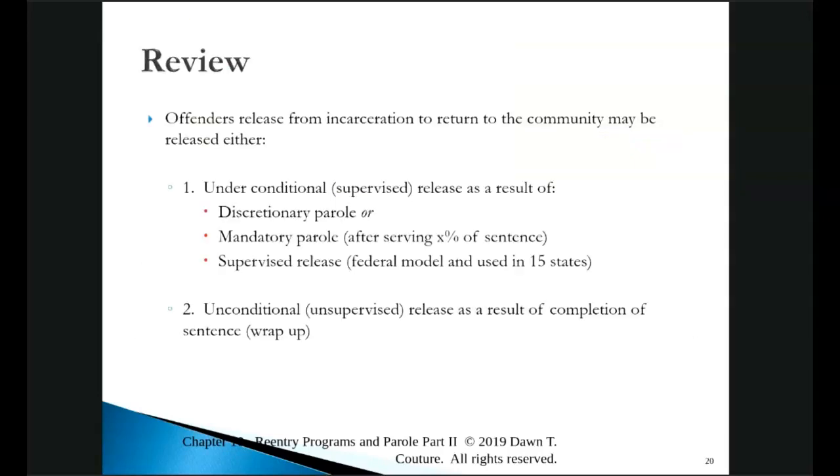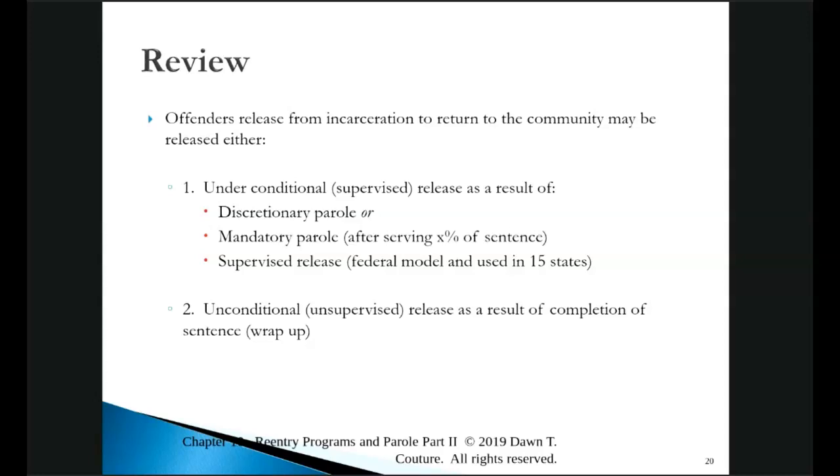Okay, so there are three ways people are released from prison on conditions of release. In other words, you're not just free to go. You have to comply with the parole or release contract. Discretionary parole, mandatory parole up to serving that 67 to 85%, or mandatory supervised release, which is used in the federal prison.